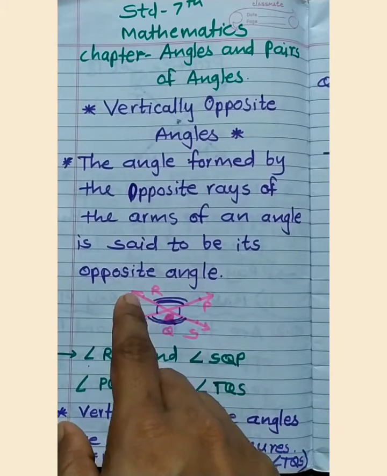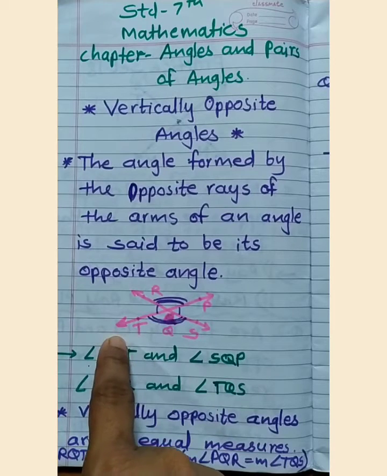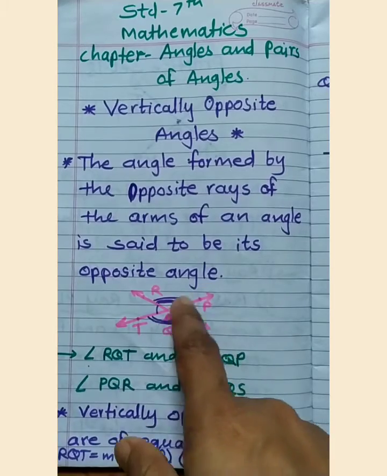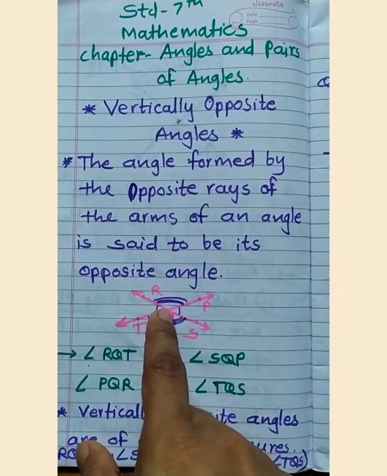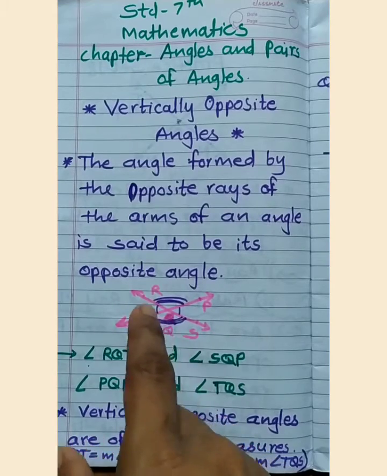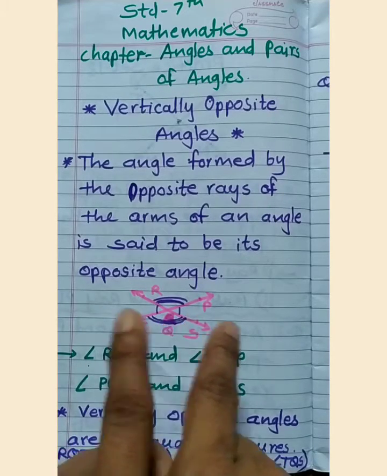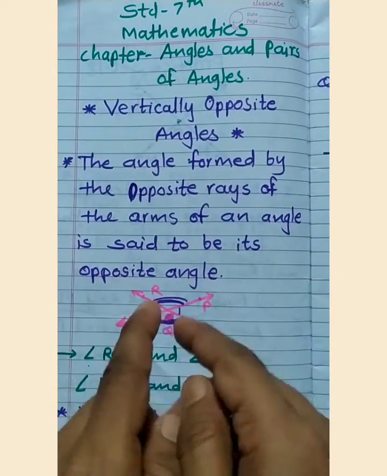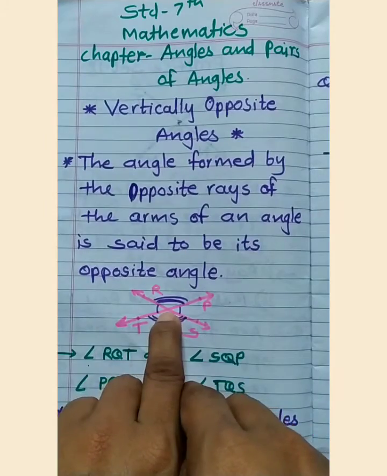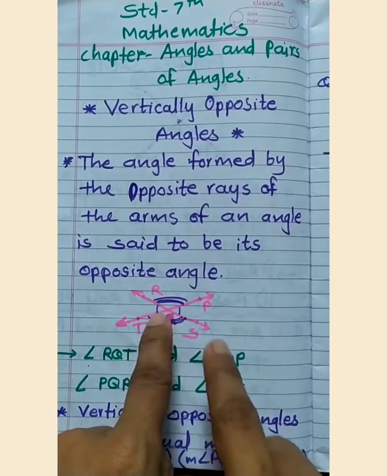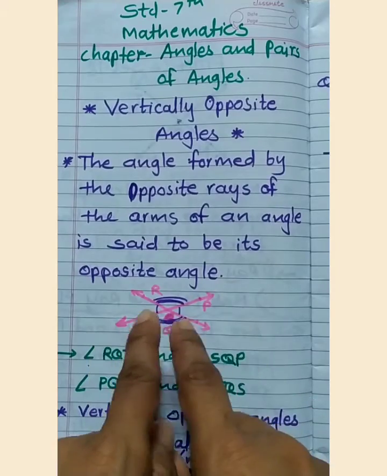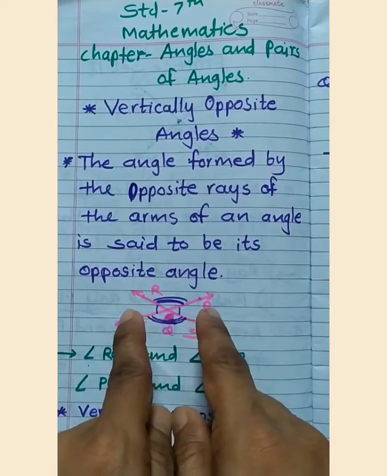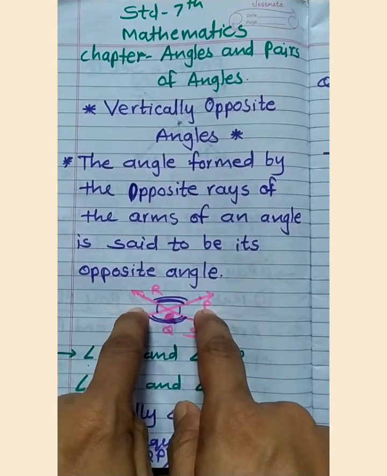Angle RQT is in one direction and SQP is in another direction, and they have a common origin. Their arms are opposite rays. They have different exterior points and they have a common origin. First thing, they have a common origin. Their arms are opposite rays and they have a different exterior. That is why they are called vertically opposite angles.